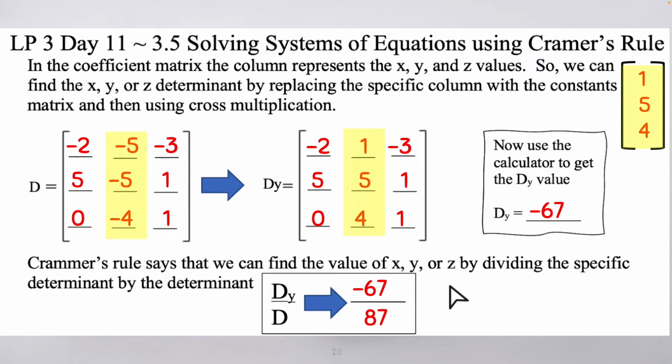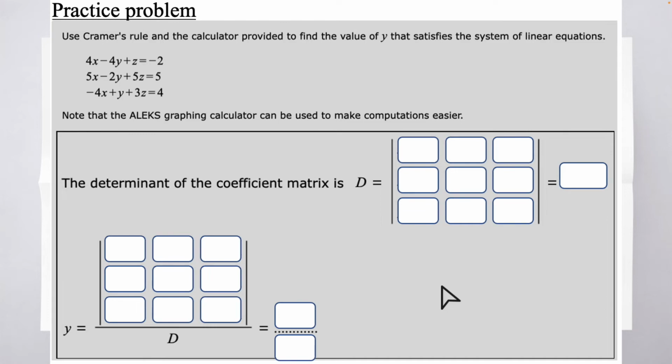We're going to do an example problem here. So we get a new matrix, 4x minus 4y plus z equals negative 2, 5x minus 2y plus 5z equals 5, and negative 4x plus y plus 3z equals 4. So we are going to use the ALEKS calculator to make our computations a little easier. So first, we're just going to fill this guy in. So 4, negative 4, 1, 5, negative 2, 5, negative 4, 1, and 3. That's actually quite a bit easier to say anyway than the originals, because it's just a little less to deal with. So we're going to use our calculator, and we're going to calculate that determinant.